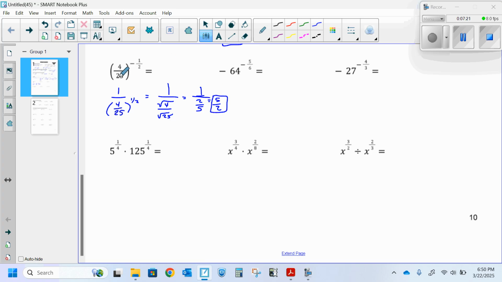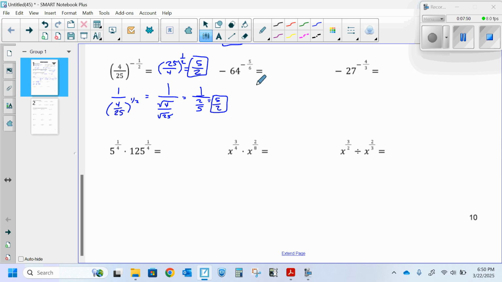When you have a fraction being raised to a negative exponent, remember all you do is flip the fraction and it becomes a positive 1/2. So I should have done it that way. That's how I want you guys to do that. If you have a fraction, it has nothing to do with this being a half. If you have a fraction being raised to a negative exponent, flip this fraction. Don't flip the exponent, flip the base. And then that's the square root of 25 over the square root of 4.